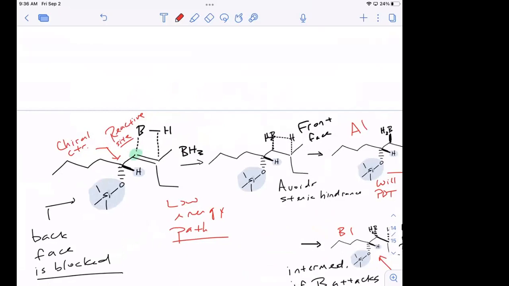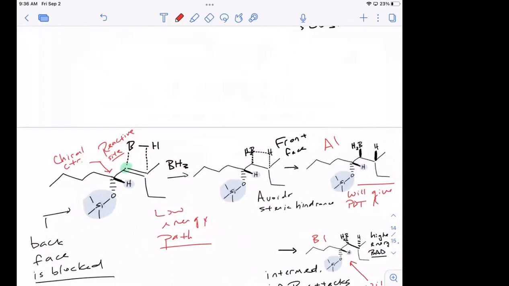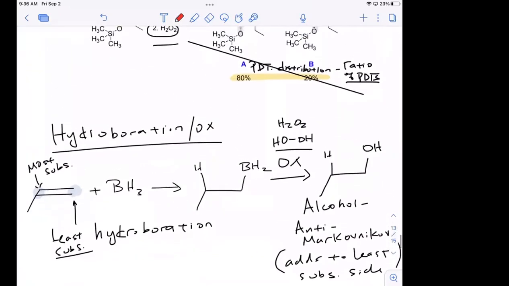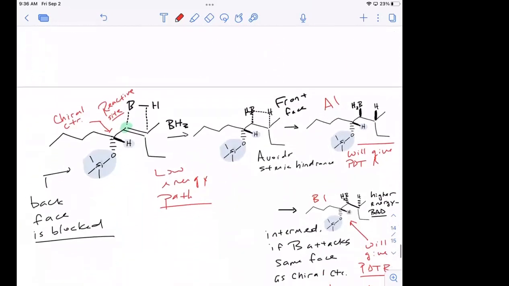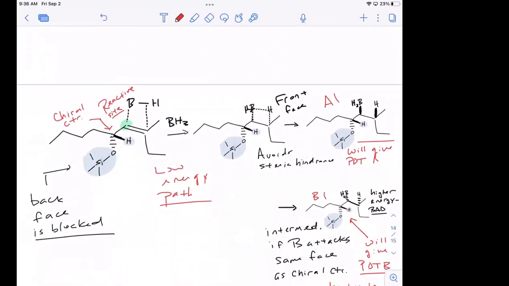But I want to go to the next example because it's a similar example. It's just a different reaction, and there's one subtle change in the reaction. Because of that, it's going to change the outcome. It's going to change the ratio, the product distribution.